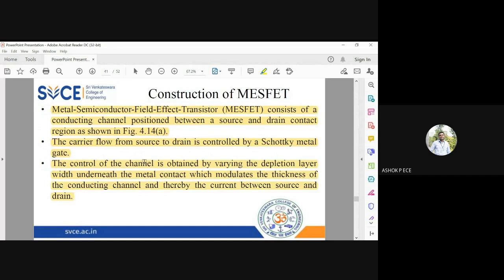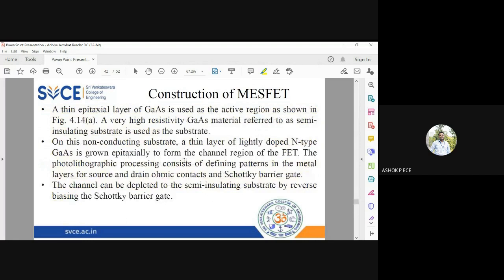If I change the applied voltage, the channel width and height are going to change, which in turn affects the current generated between the source and drain. The drain current is affected by the applied voltage. The thin epitaxial layer of gallium arsenide is used as the active region, which has very high resistivity and is referred to as a semi-insulating substrate.